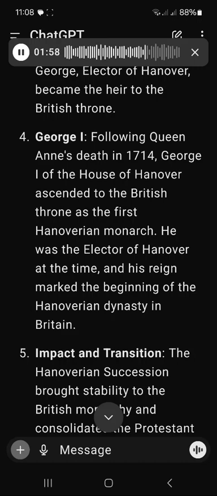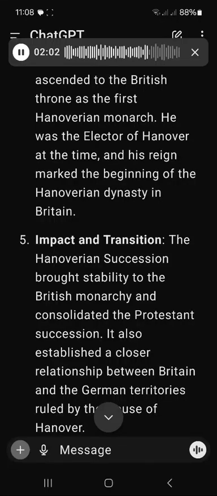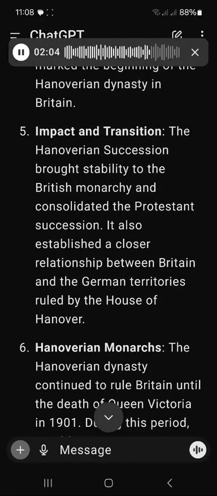5. Impact and transition. The Hanoverian succession brought stability to the British monarchy and consolidated the Protestant succession. It also established a closer relationship between Britain and the German territories ruled by the House of Hanover.